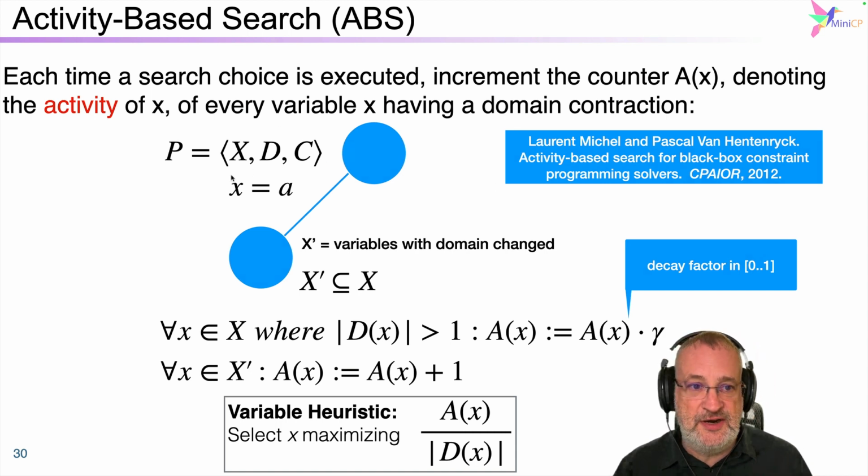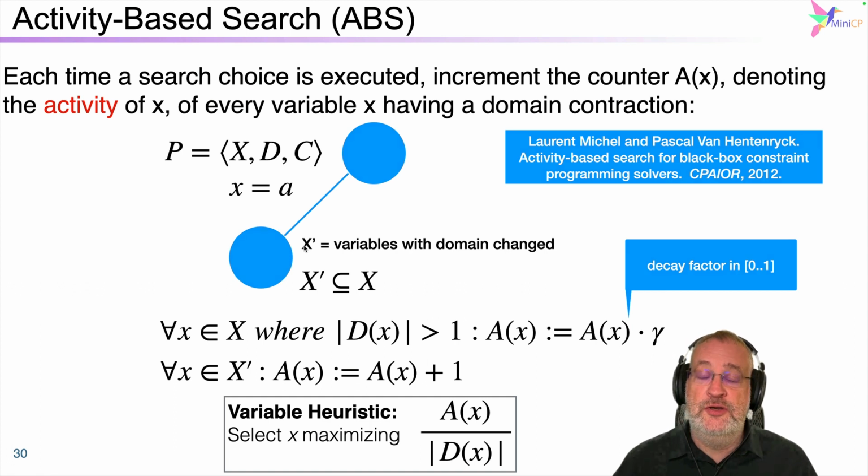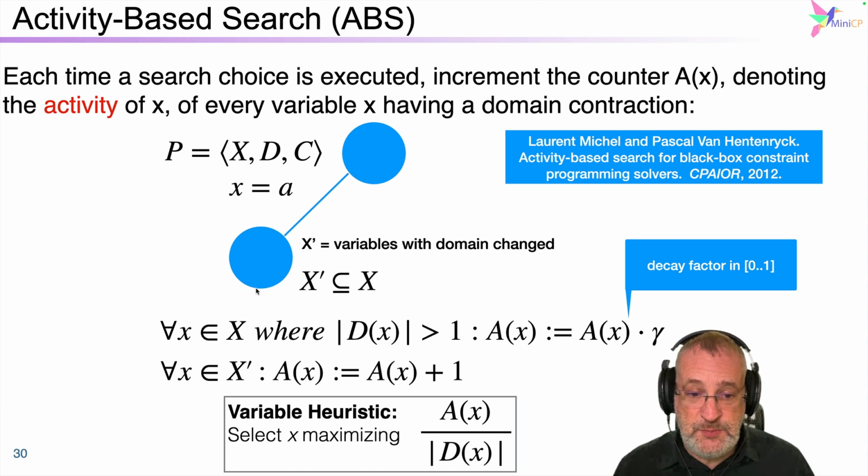So if we start with the CSP XDC and we make a decision X equal A, so this is our branching decision, we're going to get to a new node where we have a subset of variable X prime. This is a subset of the full set here. The subset of the variables that have experienced value loss. The domain of these guys have contracted. It's clearly a subset.